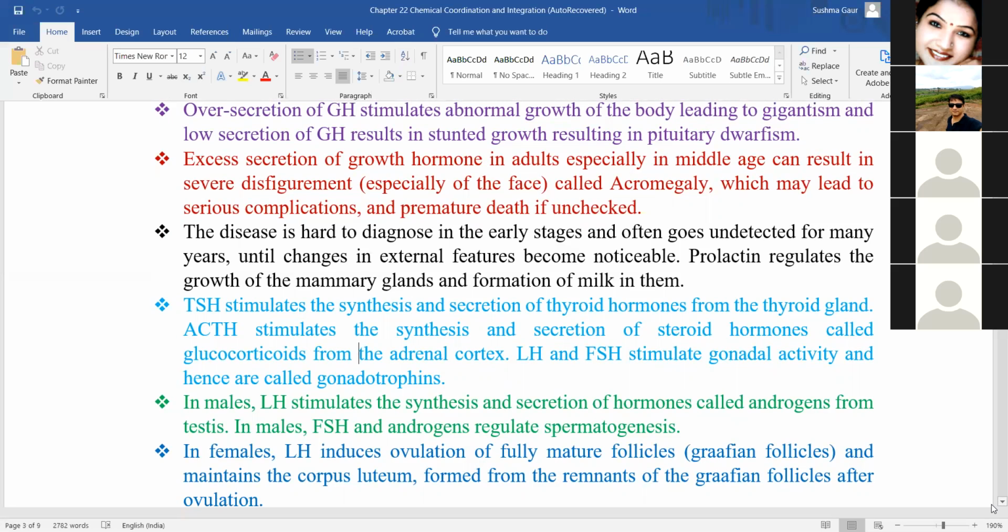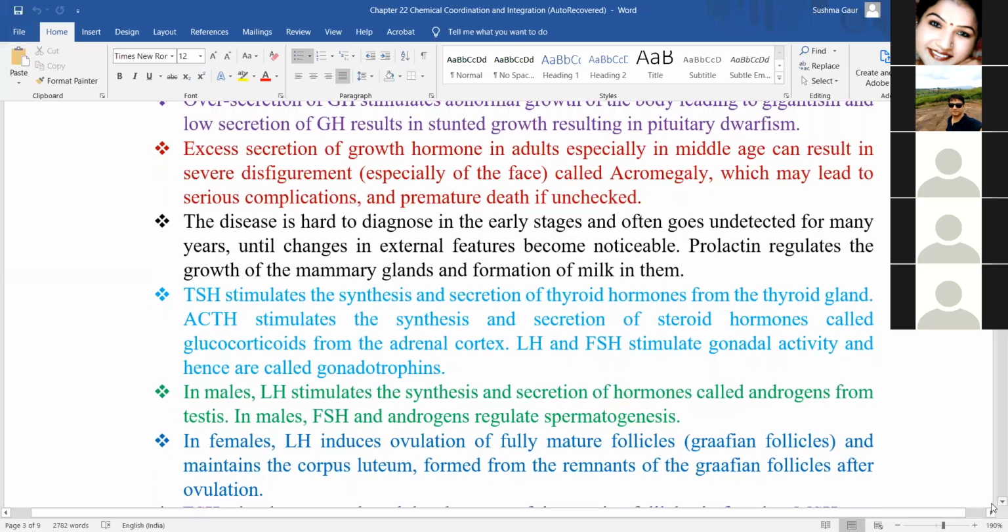And if growth hormone is secreted in excess, then the disease is known as gigantism. So if a question is asked, gigantism is a result of which type of hormone deficiency or over secretion of the hormone? The growth hormone. And this dwarfism, or we can say pituitary dwarfism, is because of low secretion of growth hormone. Okay.